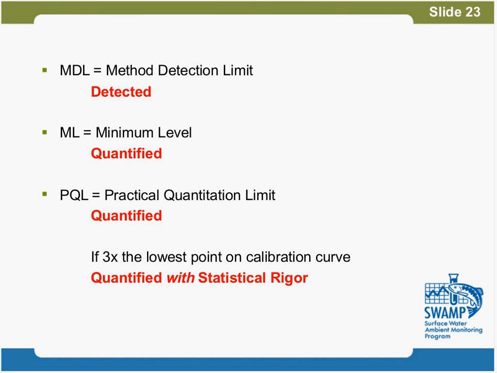I have it in a list because I know that everybody sort of learns differently, and so I'm trying to really beat everybody over the head with this, so hopefully we'll remember it. I put it to you in a graphic example, and here it is in a list. It's the same information: MDL detected, ML quantified, PQL quantified, and if you do it 3 times that lowest level standard, it's quantified with statistical rigor.